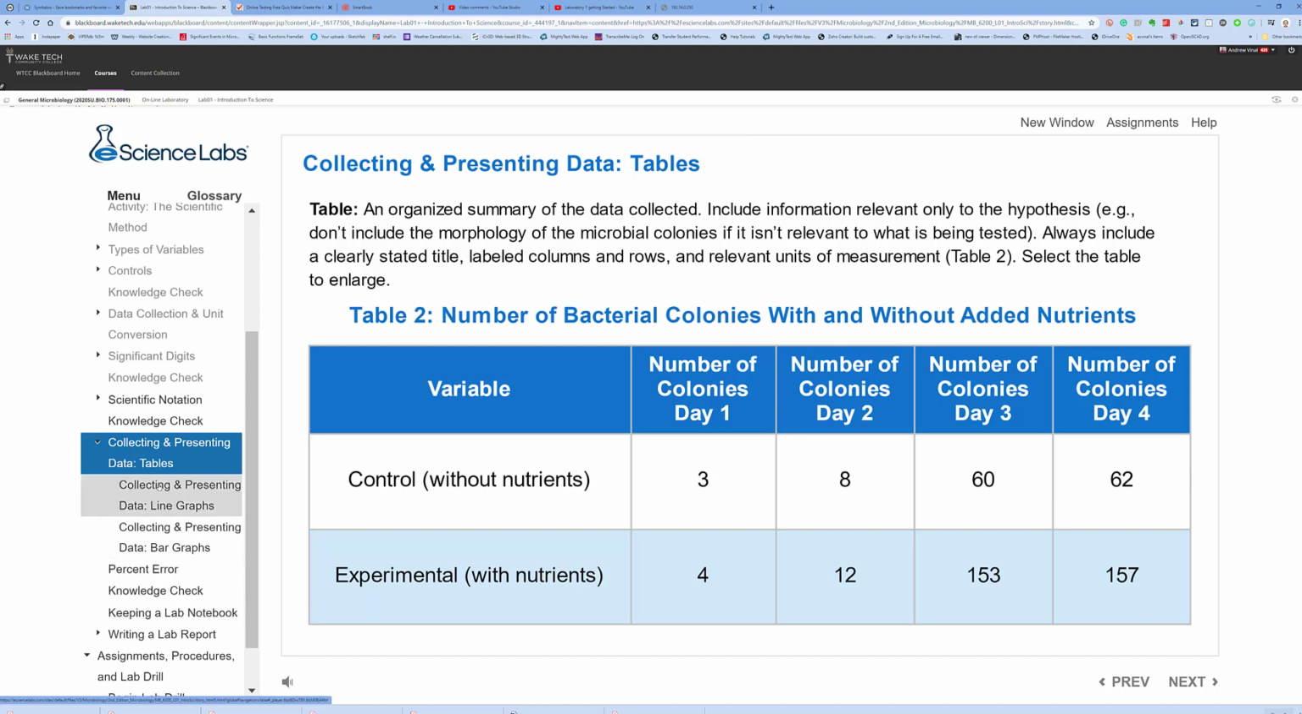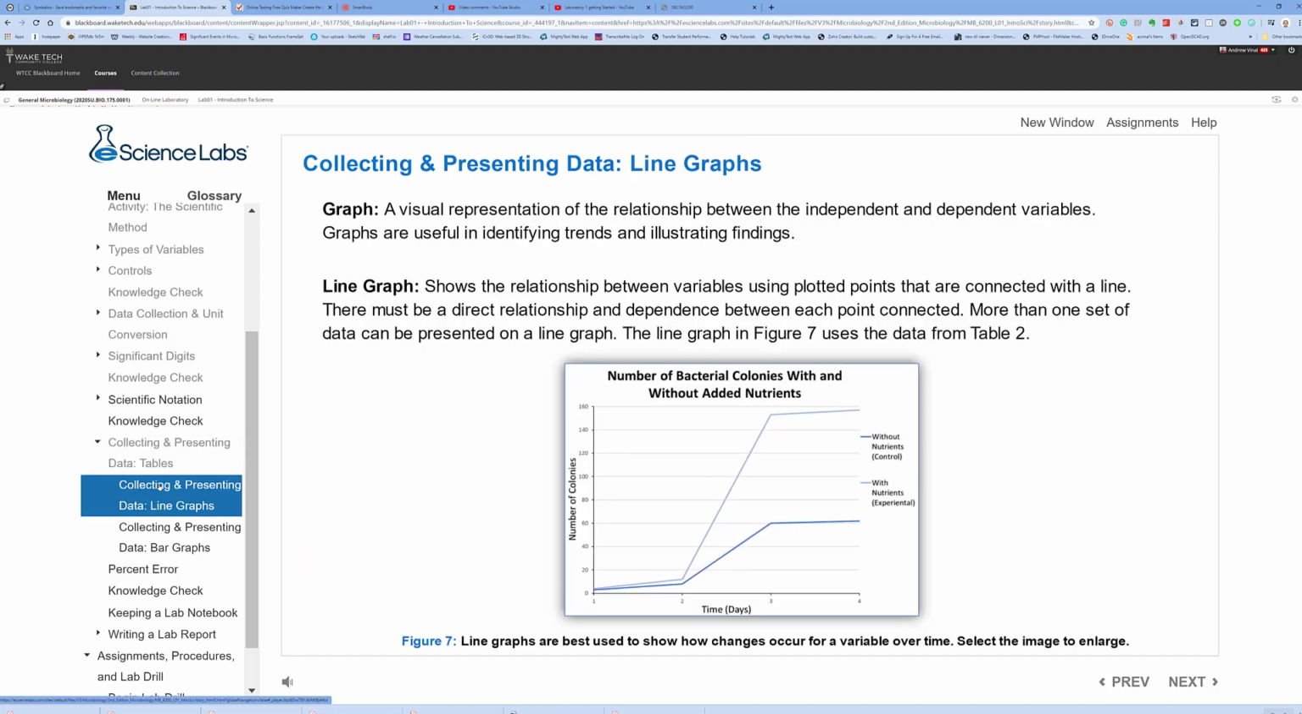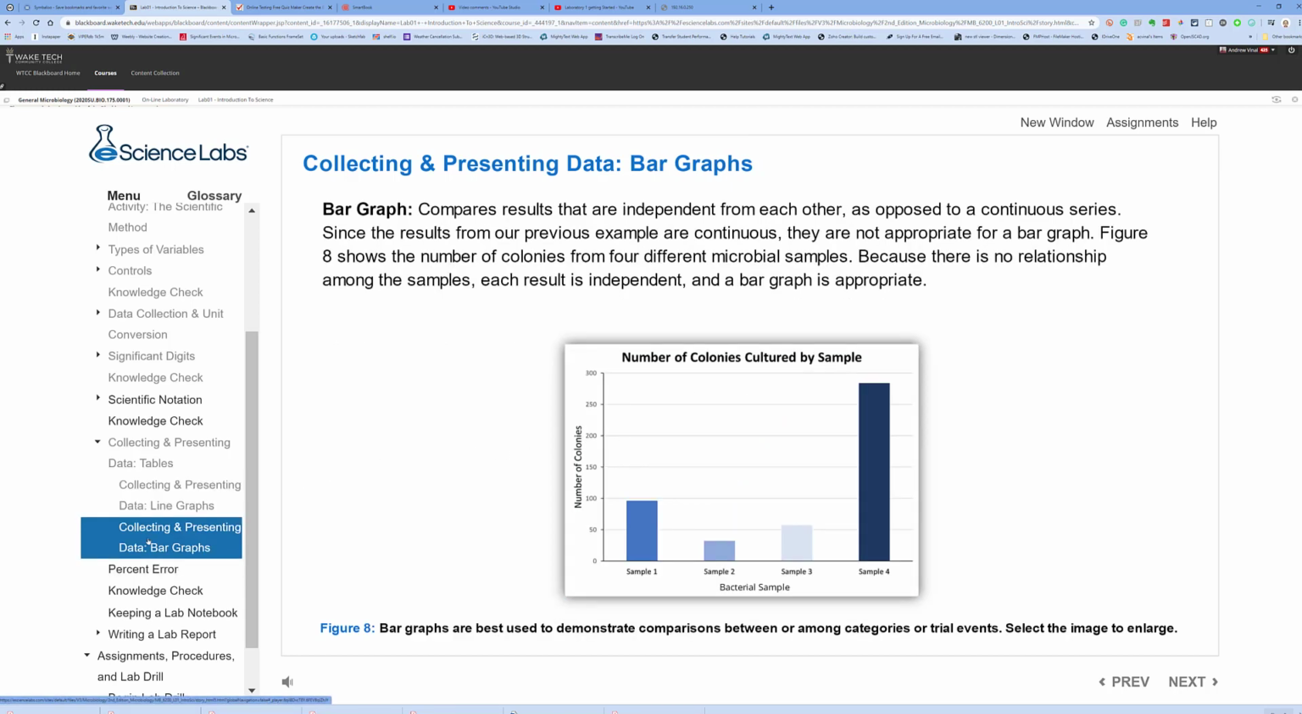Collecting and presenting data. We have tables that are well labeled, columns and rows. Graphs and line graphs, usually you put time at the bottom, the x, and then the y-axis is numbers or some aspect of changes that occur, and those are line graphs. Bar graphs, independent from each other, as opposed to continuous series.